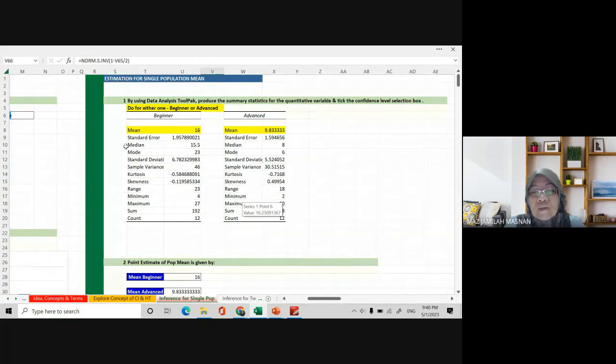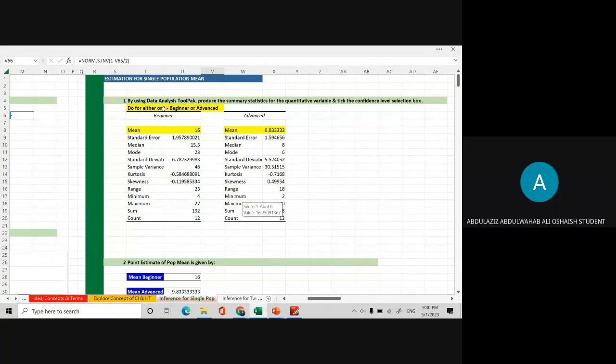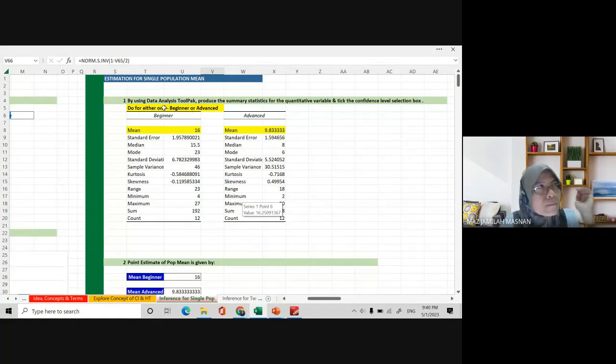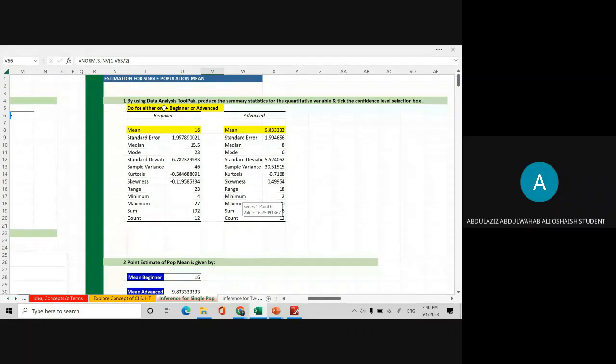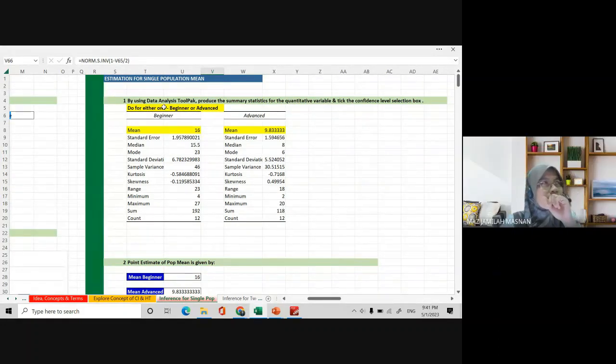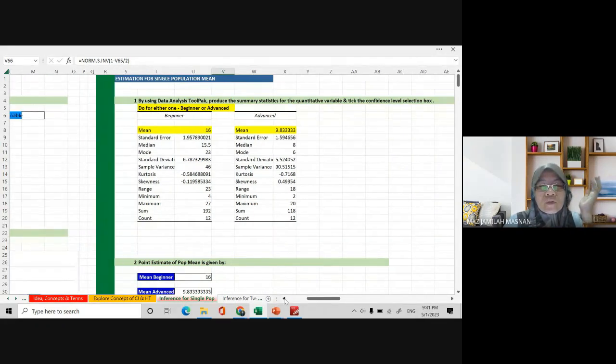Can someone remember what is the function that we can use to come up with this particular result? Can someone please answer? What is the function? Descriptive function from data analysis. Specifically, Descriptive. What is the function that you use for that? Yes, descriptive statistics. So class, remember, sometimes maybe during your quiz later, you don't have to calculate, but you can come up with your calculation based on your data.